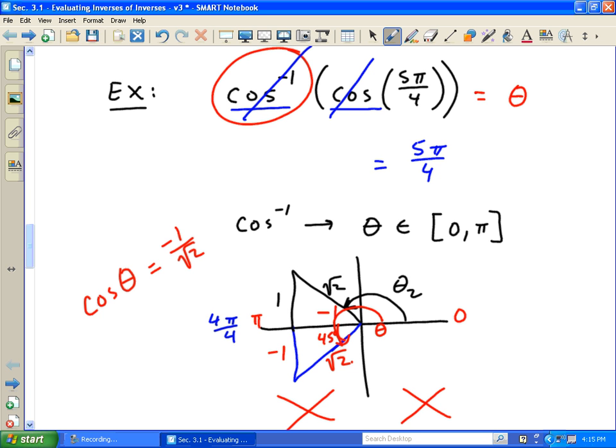That being the case, then you want to go and you want to convert this to theta 2. Theta 2, okay, that would be a 45-degree reference angle in quadrant 2. That particular angle measure would end up being 3 pi over 4. Okay, so there's the value of that particular inverse. This concludes my lesson on evaluating inverses of inverses.